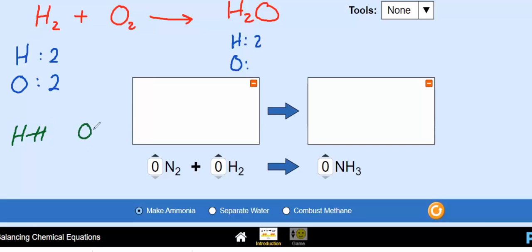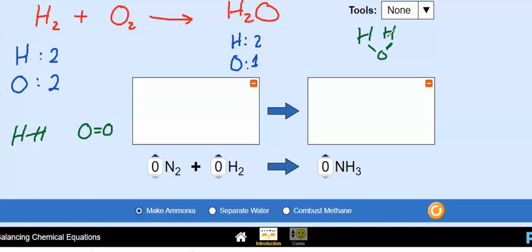O2 means two oxygens bonded to each other. So you have two hydrogens and you have two oxygens. On the left-hand side, you have H2O. H2O means you have two hydrogens bonded to one oxygen. So the number of hydrogens is 2 and the number of oxygen is 1 only, because here the subscript is 1. Whenever it's blank, blank means 1. We can write 1 here, but you should know whenever it's blank, blank stands for 1.